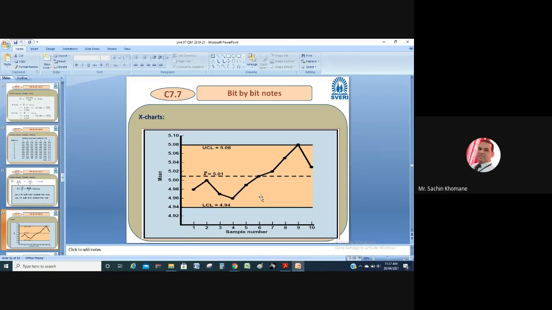Already things are drawn. Just see. Now you can also draw on your paper. Just have the sample number on the x-axis and the mean value on the y-axis. All of us know the mean that we have calculated. The upper limit you also know, and the lower control limit you also know. So these are the three horizontal lines. The dotted line is the mean line, and the dark lines above and below are the UCL, which is 5.08, and the LCL, which is 4.94.